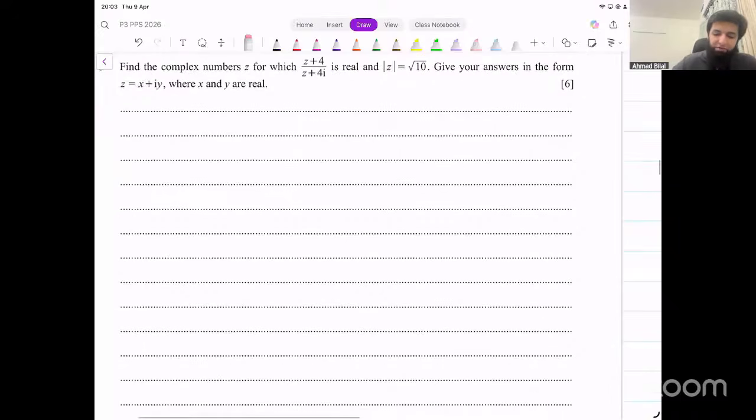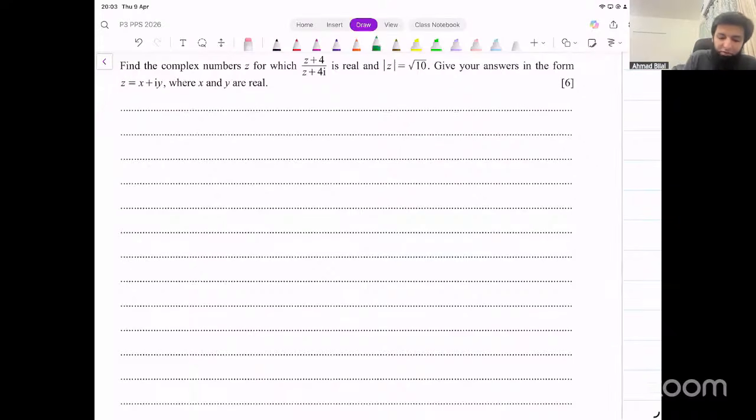So we simplify this fraction first of all, but before that we need to put z equal to x plus y iota. Let's do that. Let's start with that. So we can separate out the real part and the imaginary part. Let z be x plus y iota. Then that fraction can be written as z plus 4 over z plus 4 iota. This can be written as x plus y iota plus 4 divided by x plus y iota plus 4 iota. Now multiply and divide by the conjugate of the denominator.